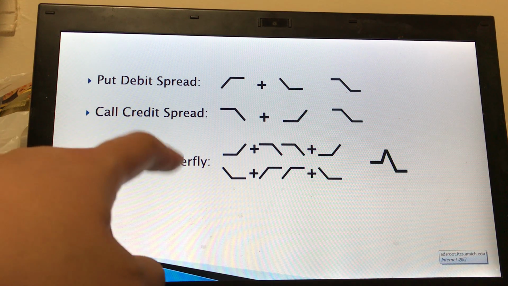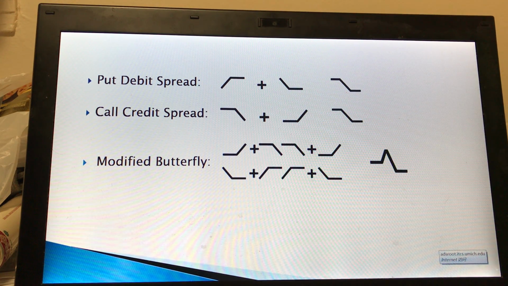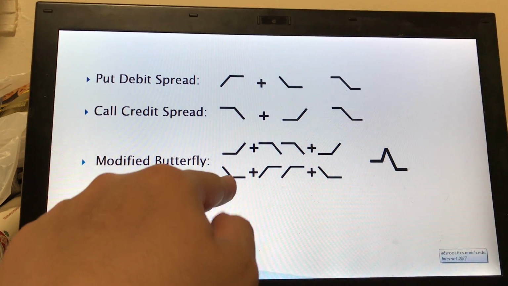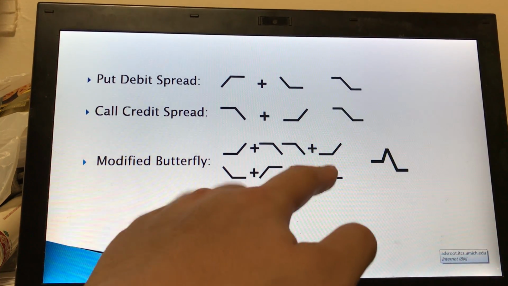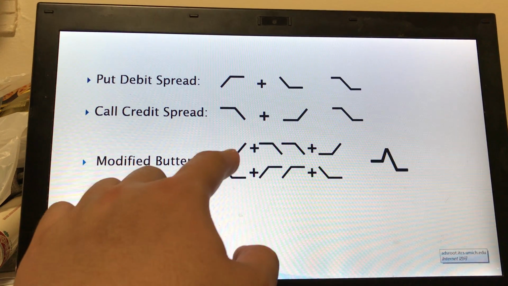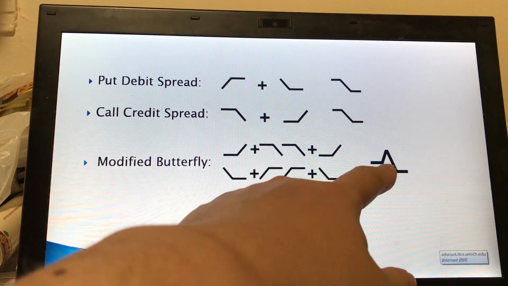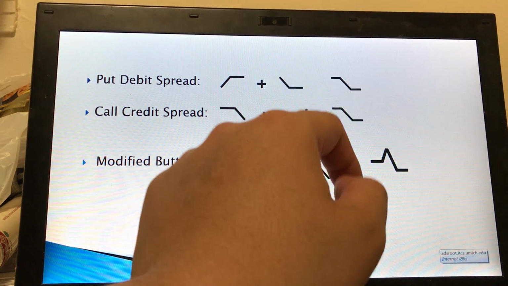And for the modified butterfly, it is modified in reverse direction. The middle strike will be closer to the lower strike than to the higher strike. For this we are using call options. For this we are using put options, and this is our payoff at expiration.